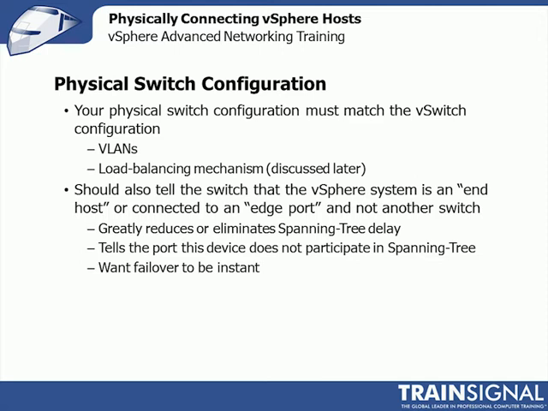You need to also tell the switch that the vSphere system is an end host, or that it's connected to an edge port and not another switch. The reason for this is simple. Switches are very guarded. They want to make sure that loops do not appear in the network, because a loop in a switch network is normally very bad. Things will just go around the network depending on how the loops are.